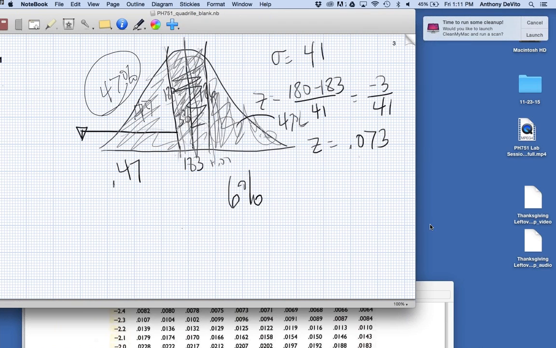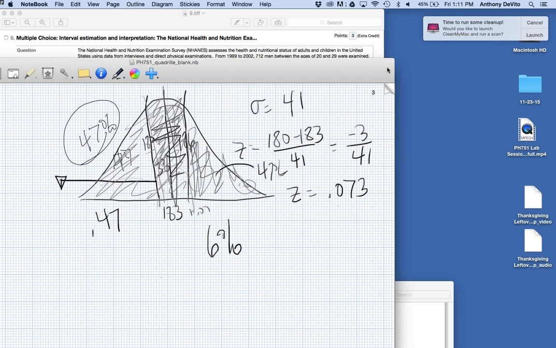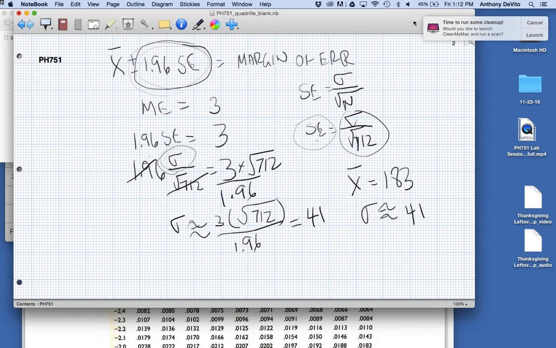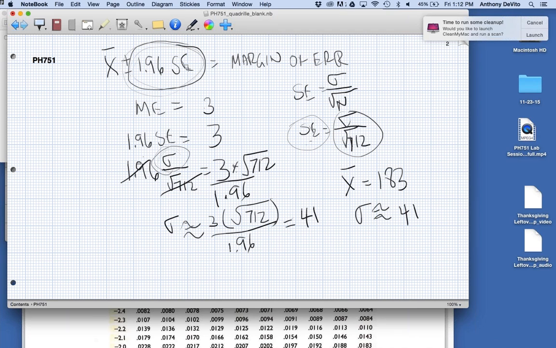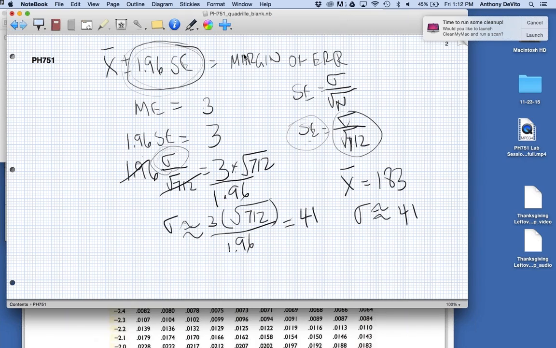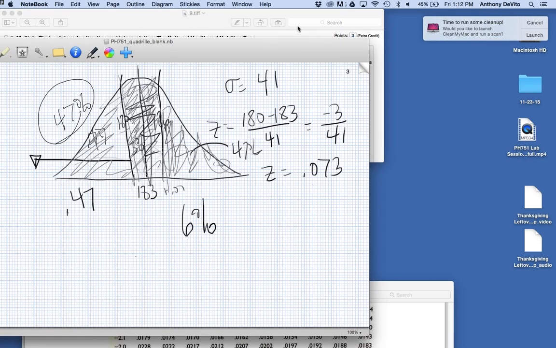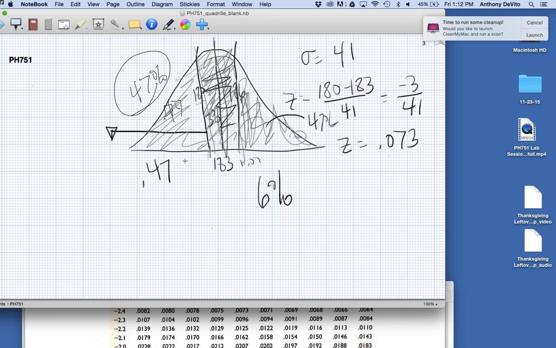We started and we went back and we looked at what margin of error means. It means 1.96 times the standard error. We know the standard error is equal to the standard deviation over the square root of the sample size. We knew the sample size, so that left only the standard deviation of the population as an unknown. So we were able to solve for that. Once we knew that, we could then construct a normal distribution and decide what percentage of the population was in the range that we were interested in measuring.